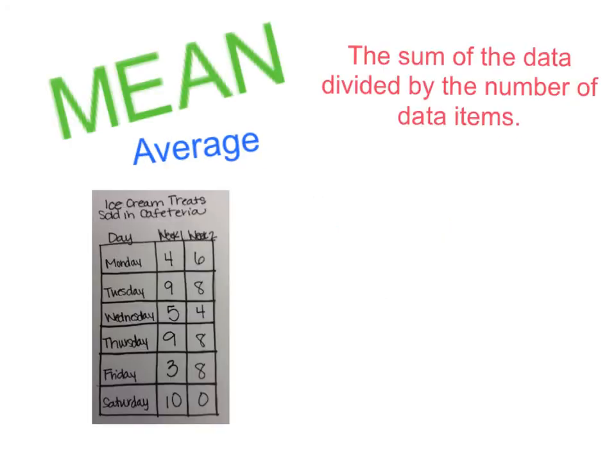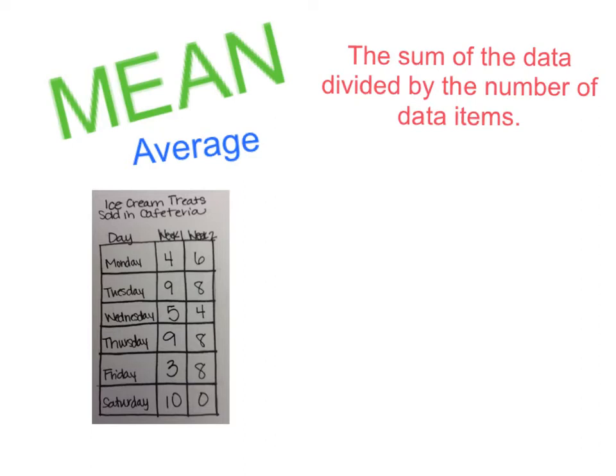Our first measure of central tendency is mean, which also means average. I always used to joke with kids that we call it mean because it is kind of mean and it takes the most work to figure out. The actual definition of the mean is the sum of the data divided by the number of data items.